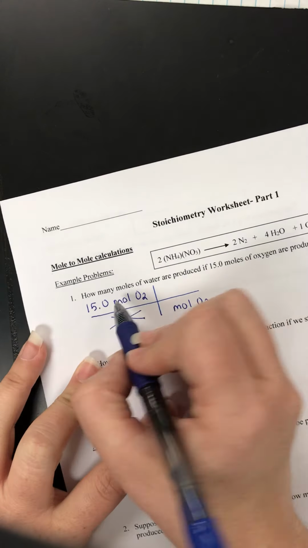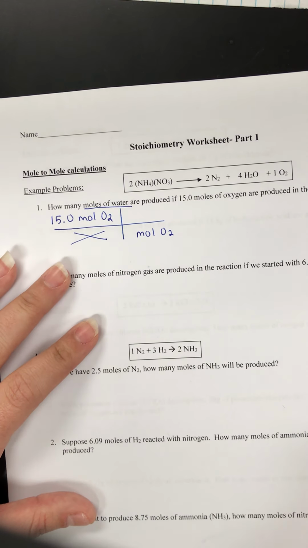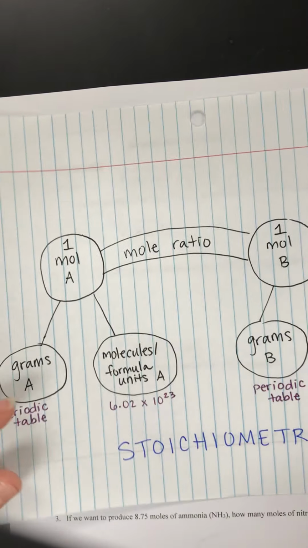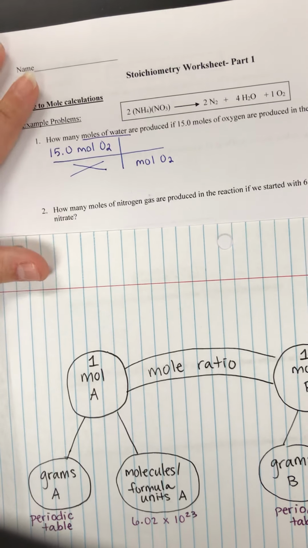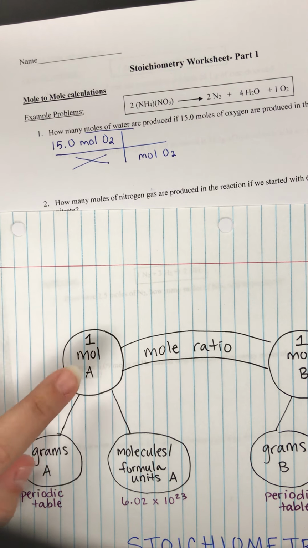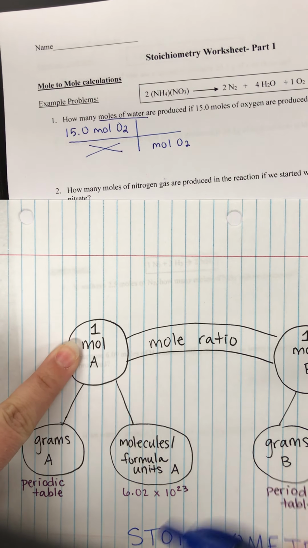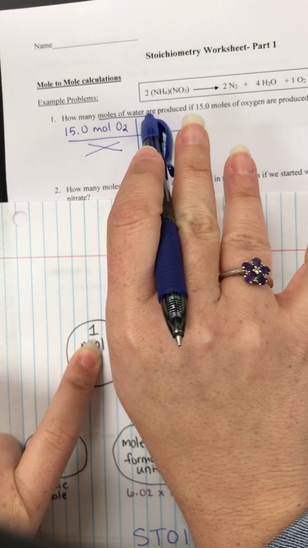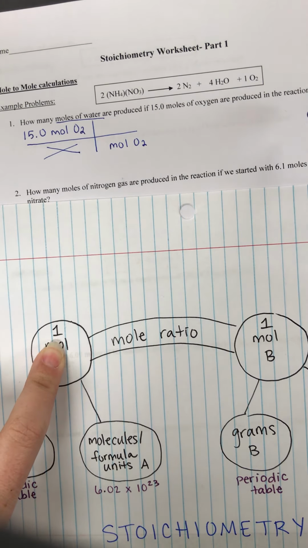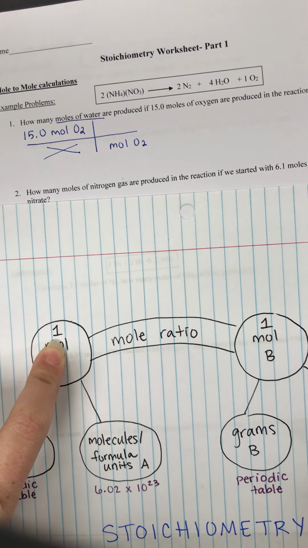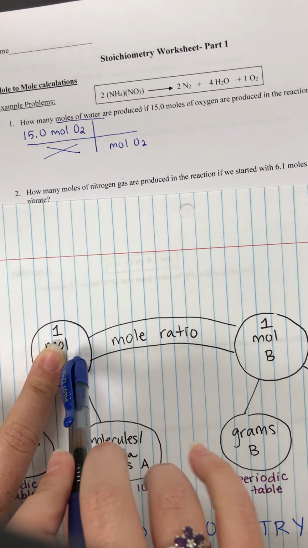Okay, and then the question says, how many moles of water? Okay, so what you're going to do now is we're going to look at our little map, and we're going to figure out where we're starting and where we're trying to go. Okay, so we started with moles of substance A. That's where I'm at right now, moles of O2. Okay, and it's asking for moles of water. Well, that is a new substance. We're starting with moles of O2, and I'm asking about moles of water. That is something new.